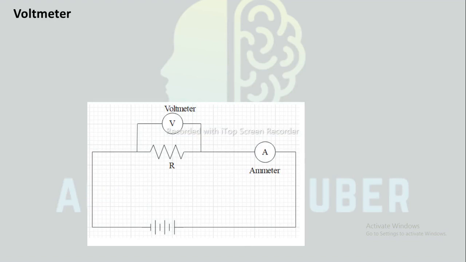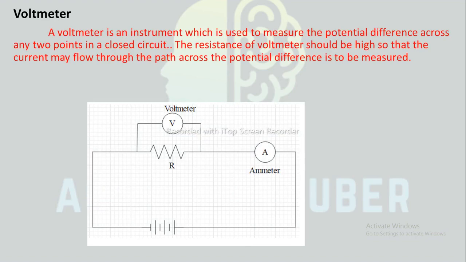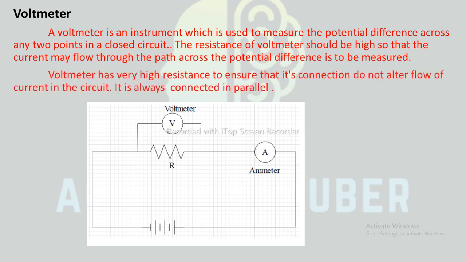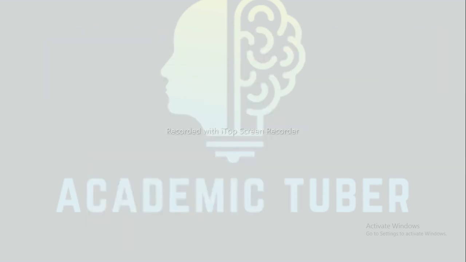Next one is voltmeter. So here is a diagram showing the voltmeter in a circuit diagram. A voltmeter is an instrument which is used to measure the potential difference across any 2 points in a closed circuit. The resistance of a voltmeter should be high so that the current may flow through the path across which the potential difference is to be measured. A voltmeter has very high resistance to ensure that its connection does not alter the flow of current in the circuit. It is always connected in parallel.